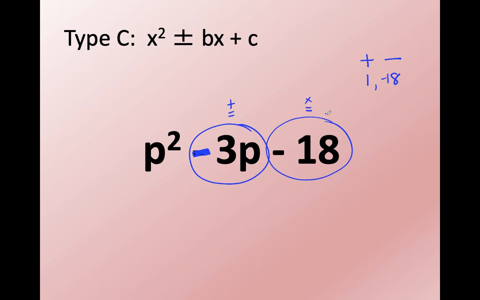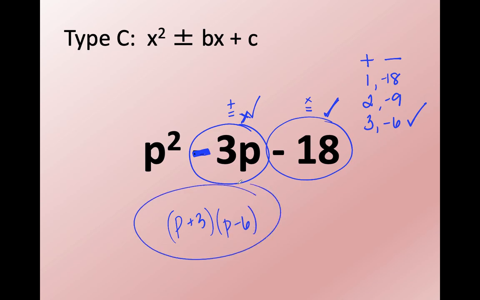That works for our c value but doesn't work for our b value, so we move on to positive 2 and negative 9. Again, that works for our c but does not work for our b. So we'll try positive 3 and negative 6, and that will work for both C and B. So we get p plus 3 and p minus 6 are our two binomial factors.